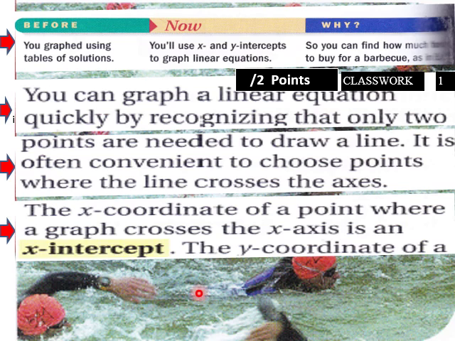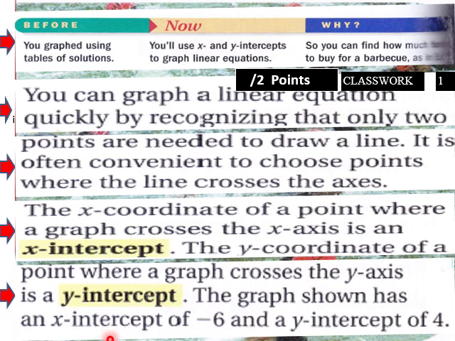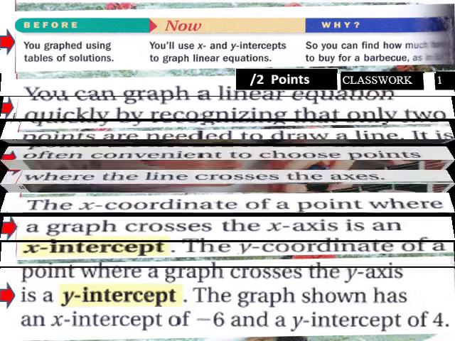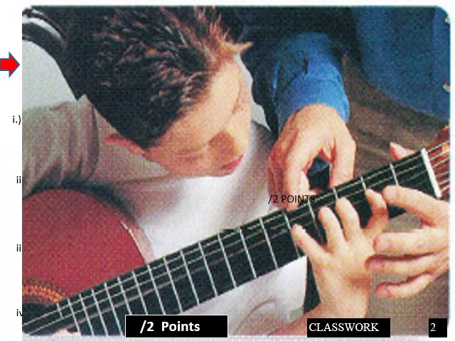The x-coordinate of a point where a graph crosses the x-axis is the x-intercept. The y-coordinate of a point where a graph crosses the y-axis is the y-intercept. The graph shown has an x-intercept of -6 and a y-intercept of 4. So where is that graph?